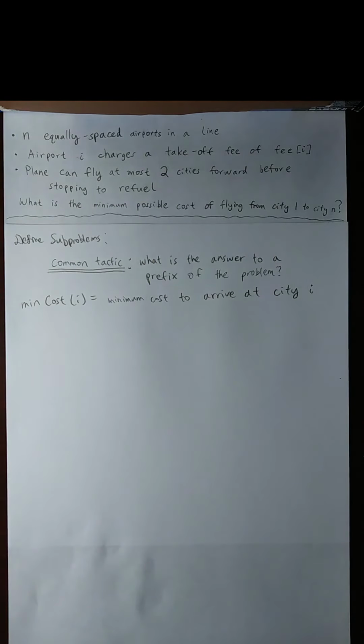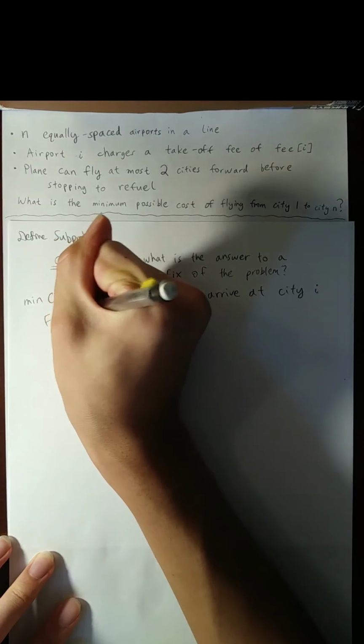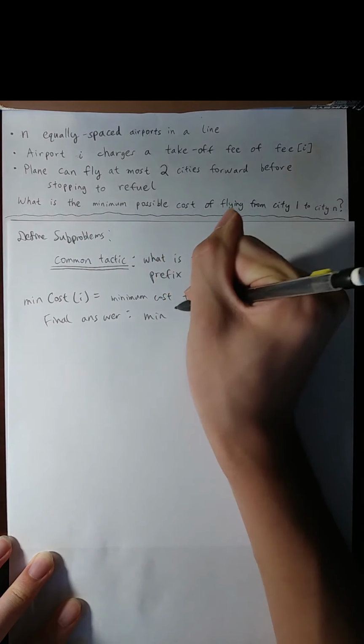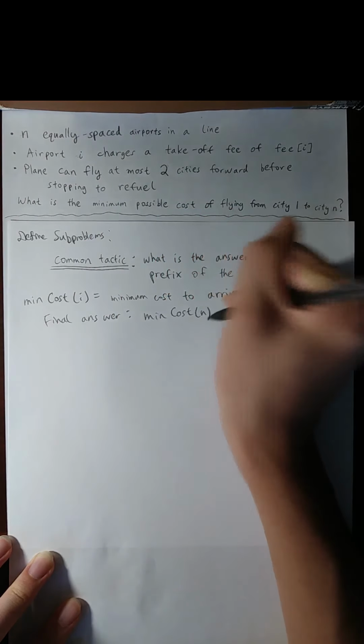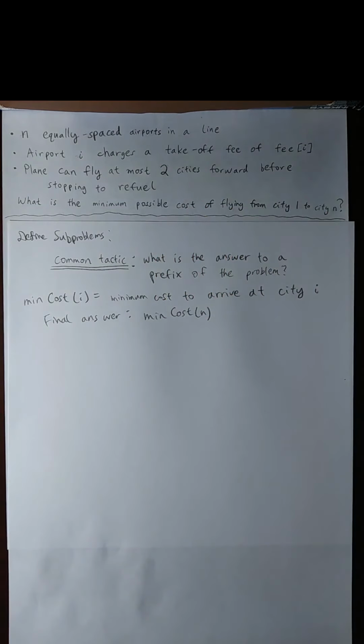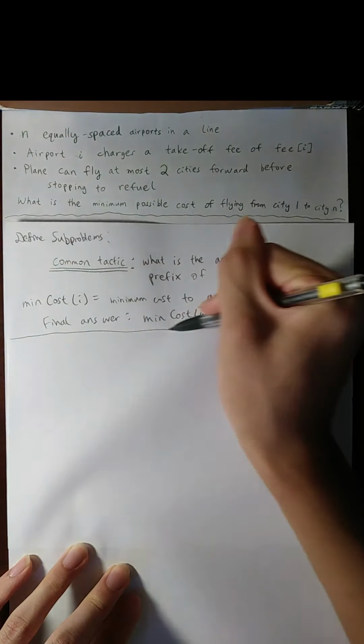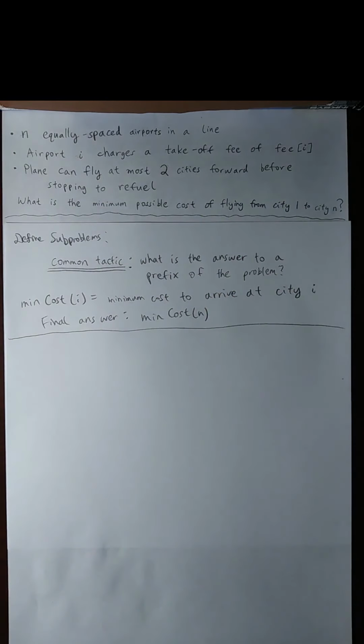And we need to make sure that we can actually obtain our final answer from our subproblems. In this problem, that's pretty straightforward, because our final answer will just be mincost[n], because according to our definition, that's the minimum cost to arrive in City N, which is exactly what the problem is asking for. So, now that we've finished with defining our subproblems, the next step of a dynamic programming problem is always to write out a recursive definition for our subproblem.